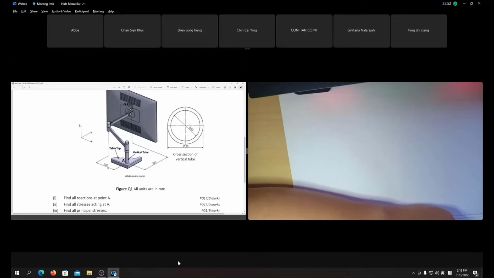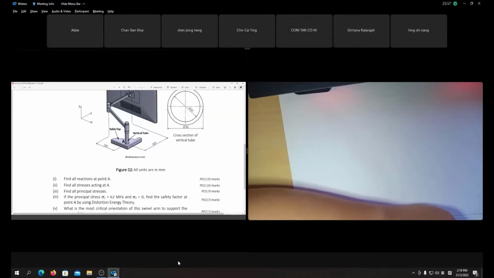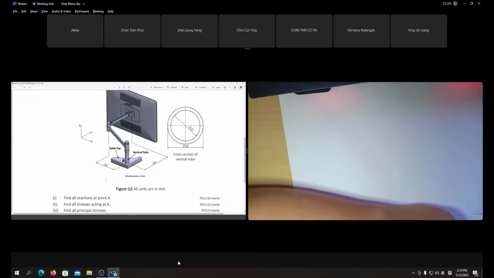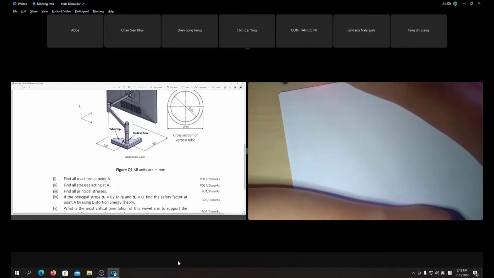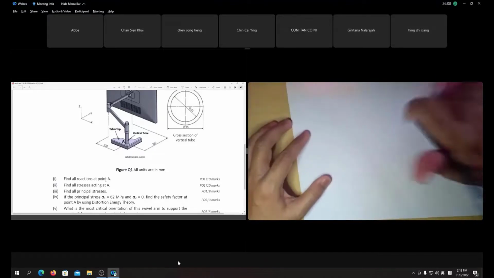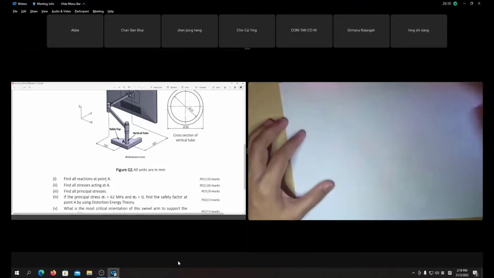So you have to make the free body diagram, tengok macam mana reaction. What is the reaction? Find all reaction at point A. Okay, if you look on my live video, so kita answer the question 1 first. Boleh nampak saya punya video kelas.